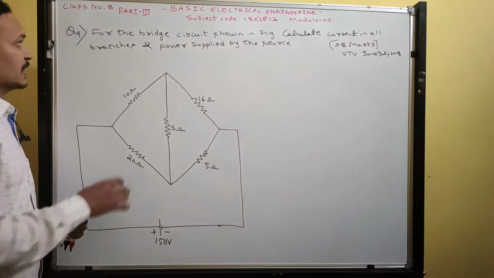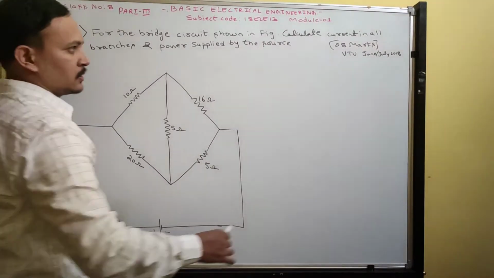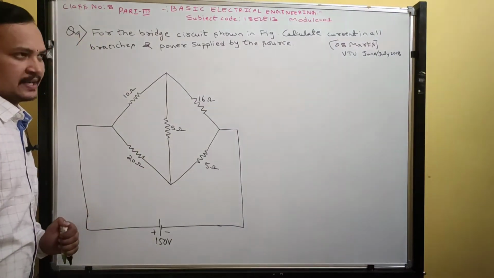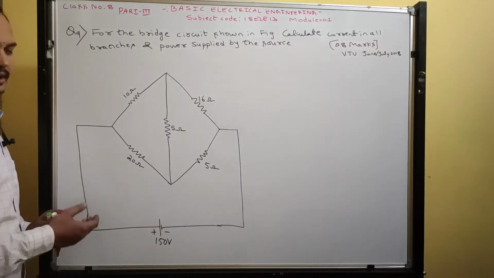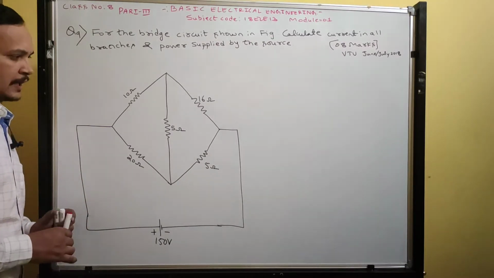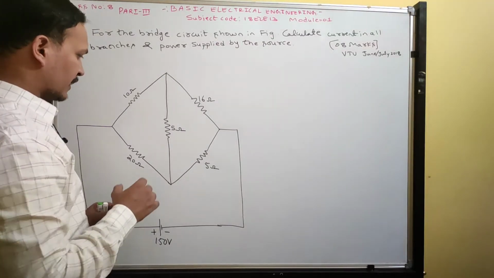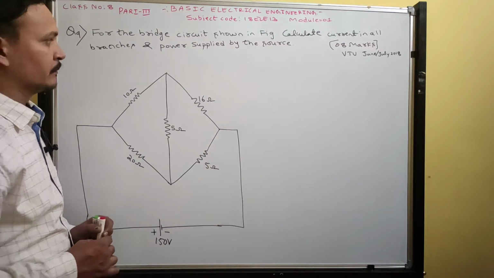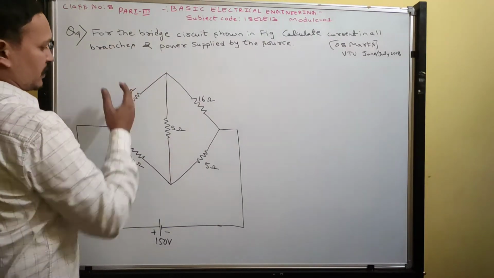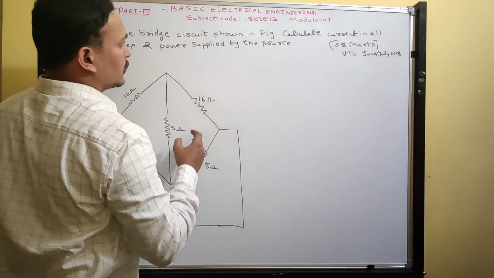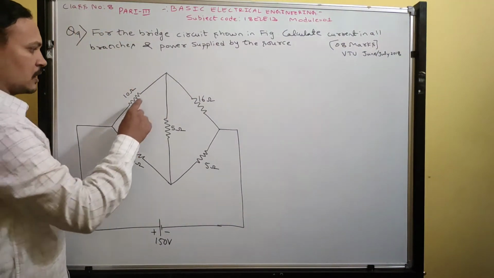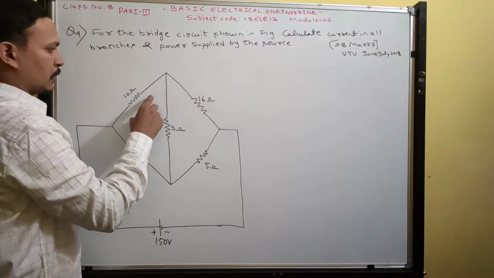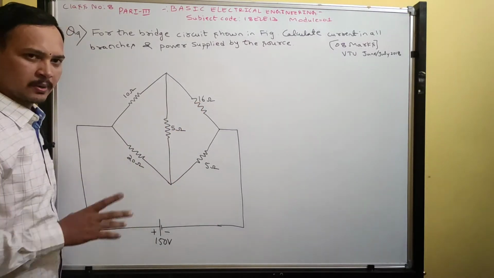Okay guys, next problem, question number 9, asked in the VTU exam for 8 marks in June-July 2018. Very basic problem, and we should be very careful while writing the KVL loop equation. The question asked: for the bridge circuit shown in the figure, calculate current in all branches. So these are all branches: 10 ohm, 16 ohm, all resistances are branches.